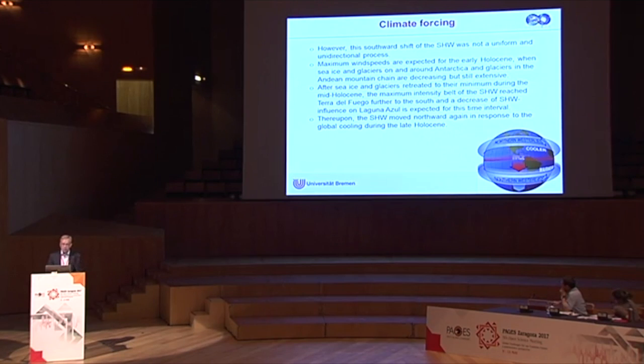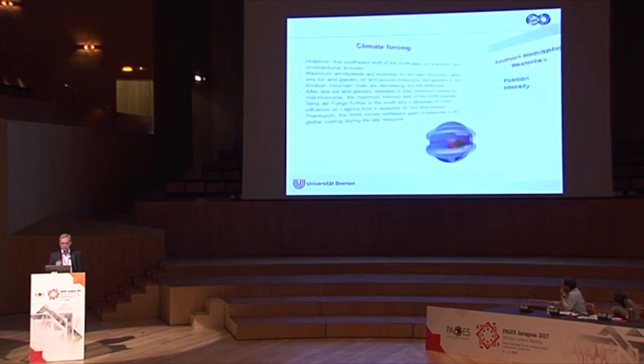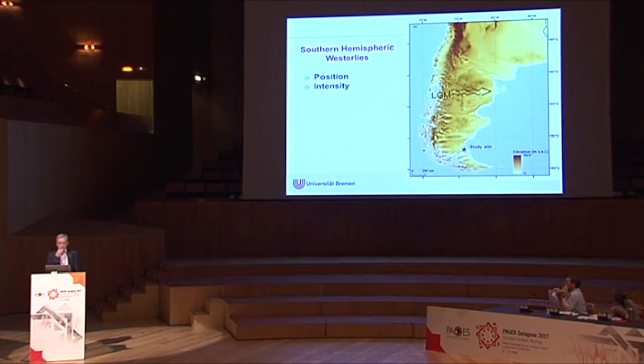There's a kind of global cooling going on during the late Holocene, starting around 5,000, maybe 4,000 years ago, and this increased the westerly intensity again at Laguna Azul. So, to show you this in a kind of graphic image, during the last glacial maximum, the westerlies were somewhere between 40 and 45 south. Then they moved to our site at 52 degrees south, and then to Tierra del Fuego in the mid-Holocene, and back to our site at Laguna Azul.